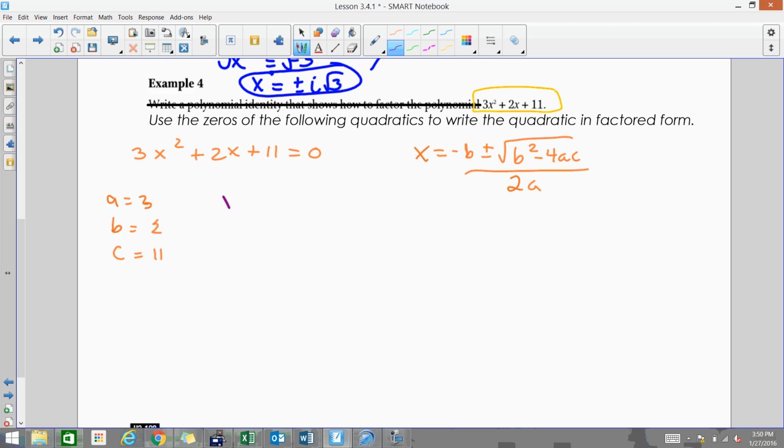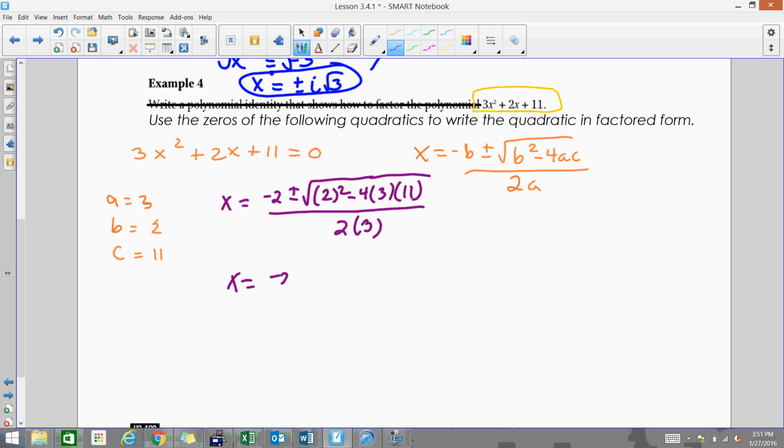We will start our work as x equals the opposite of b, which is going to be negative 2 plus or minus the square root of b squared. So b is 2 squared minus 4 times a, which is 3, times c, which is 11, all over 2a, so it's 2 times 3. So again, all we're going to do is just simplify the number underneath our square root and our denominator, 2 times 3, which is 6.